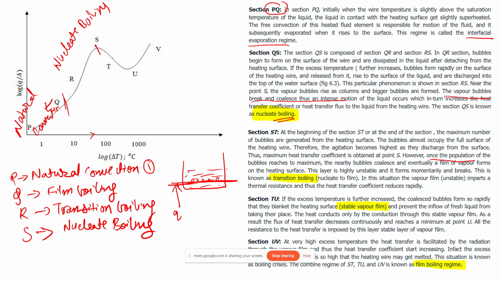So in this region ST, few of these bubbles are formed, and we don't get a stable film of bubbles formed over here. These bubbles continuously form and break, due to which we call this the transition regime. So basically it is transitioning from the nucleate to the film boiling regime. So this ST region, we call it transition boiling.